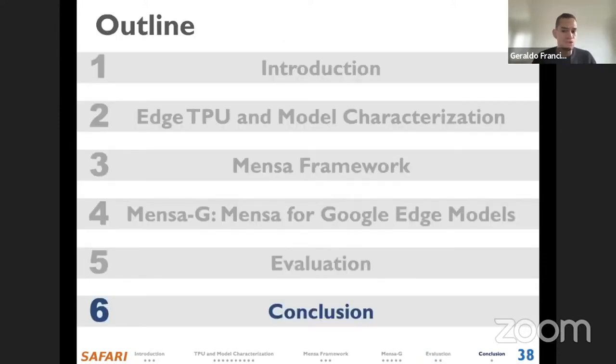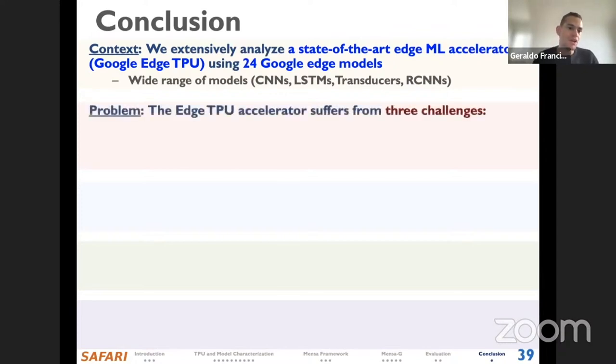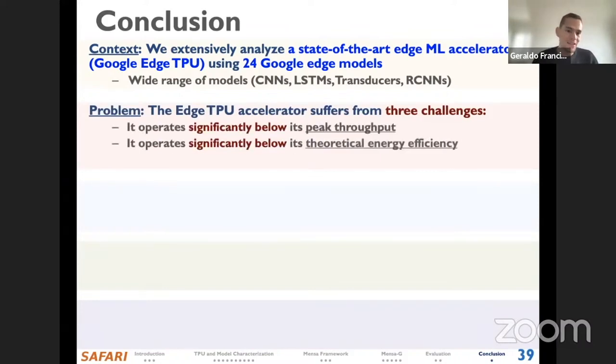Next, I'm going to conclude our talk. In this work, we extensively analyzed 24 state-of-the-art edge machine learning models that are used within Google. Those models vary between CNNs, LSTMs, transducers, and RCNNs. Based on this analysis, we identified that the TPU accelerator suffers from three main challenges. First, it operates significantly below its peak throughput. Second, it operates significantly below its theoretical energy efficiency. And third, it inefficiently handles memory accesses.